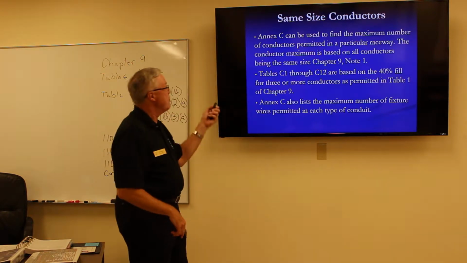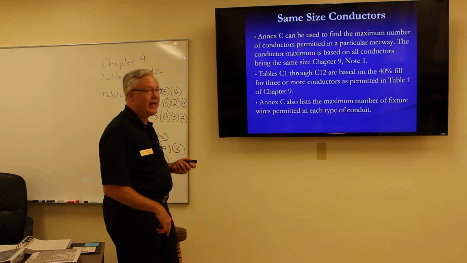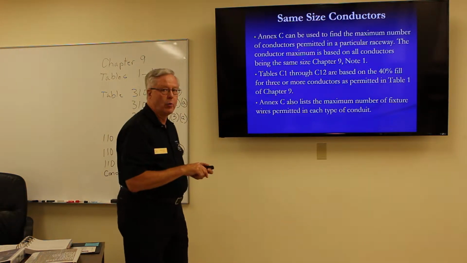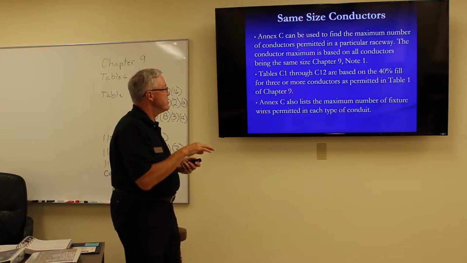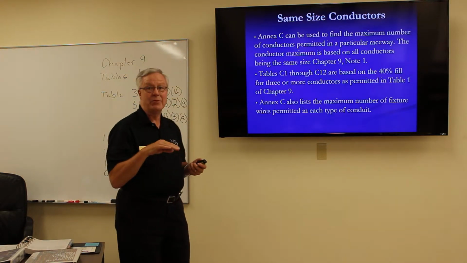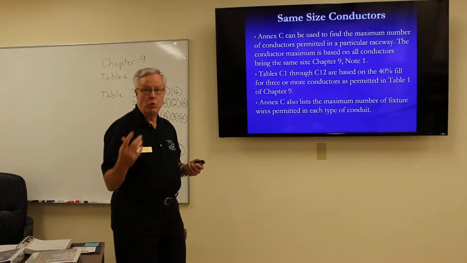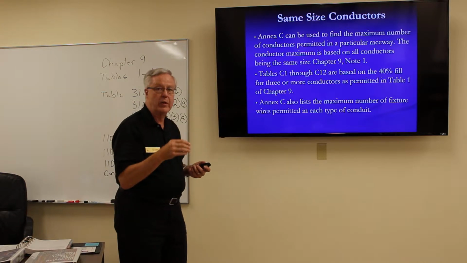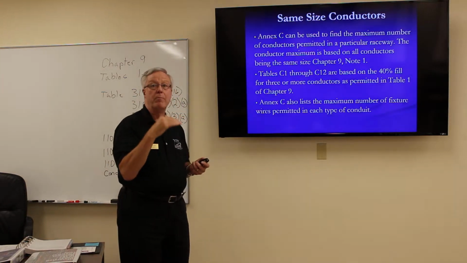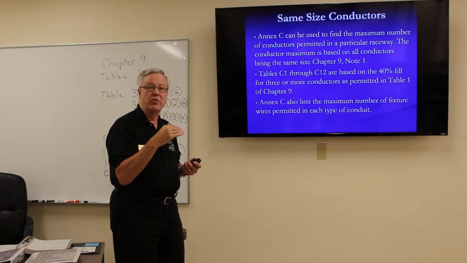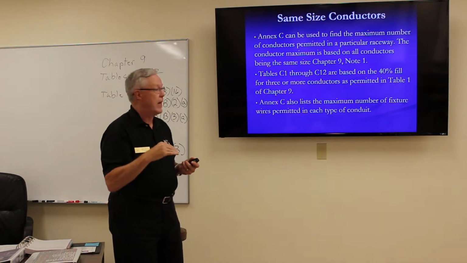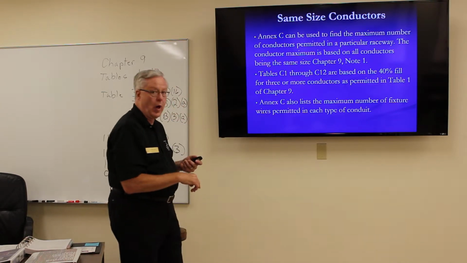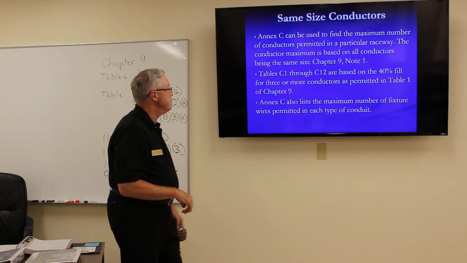Using the notes in the table, for same size conductors, Annex C can be used to find the maximum number of conductors permitted in a particular raceway. The conductor maximum is based on all the conductors being the same size, in chapter 9, note 1. Tables C1 through C12 are based on the 40% fill. So they're automatically figuring it's going to be 2 wires or more, so we're going to use the 40% conduit fill. That's what the tables are designed for.